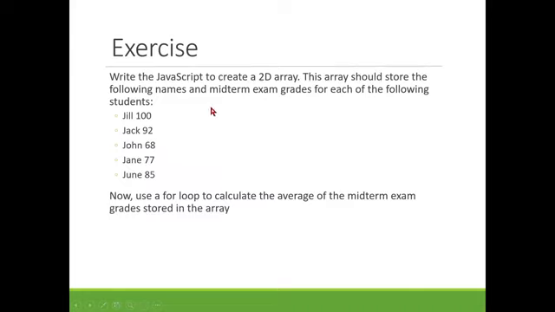Okay, final exercise. Write the JavaScript to create a 2D array. This array should store the following names and midterm exam grades for each of the following students. So we have these names, we have these numbers, and then use a for loop to calculate the average of the midterm exam grades stored in the array. And assume you don't know the length of this.